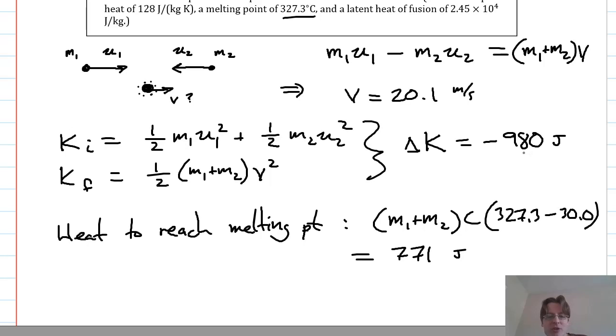So 980 are generated in the impact. That's more than enough to warm up both bullets to their melting point. So that means after the impact, they're 327 degrees. How much heat is left to melt? Just the difference. The heat left to melt the bullets is the difference in these two, which is 209 joules.